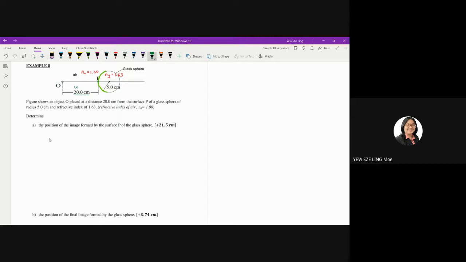Okay, so now we have the equation n1/u + n2/v = (n2 - n1)/R. What we are going to do right now is determine the sign conventions again, for this refracting surface. Since your object is located on the left-hand side, we are going to assume the incident light ray is coming from the left-hand side. So this is your incident light ray.